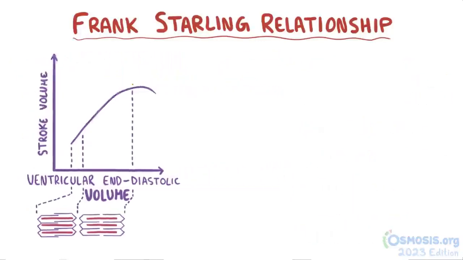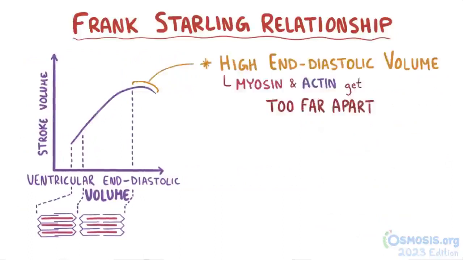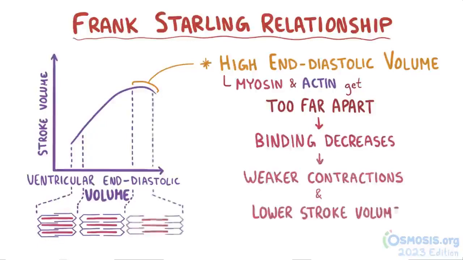That's true until the end diastolic volume becomes too high, and the myosin and actin get too far apart, which causes the amount of myosin and actin binding to decrease, which results in a weaker contraction, so the stroke volume falls off again.